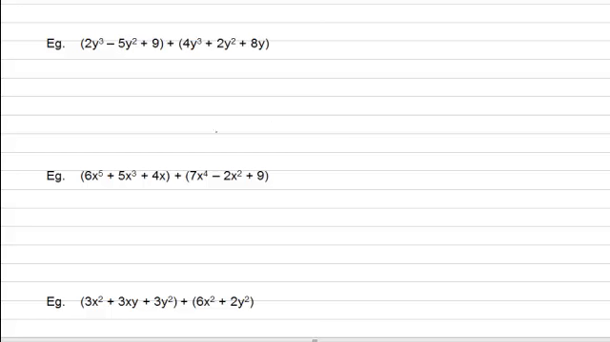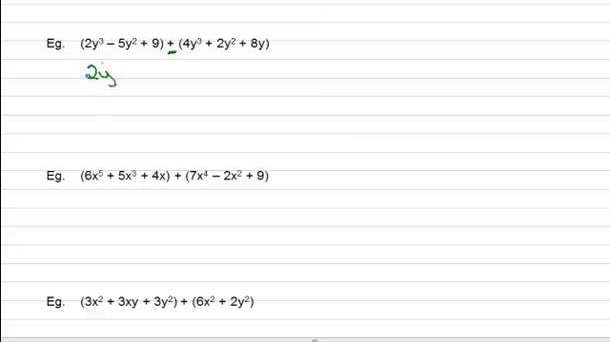So again, we do the same thing. We look, we see that we've got two trinomials that we are adding, and when we are adding, we know that all we're really doing is combining like terms. So I'm going to drop the parentheses as I go and combine the like terms at the same time.